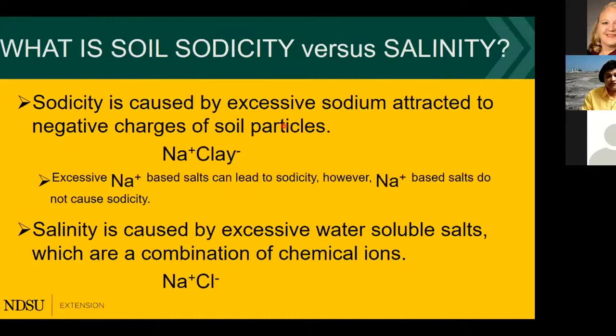So just to start off quickly, again, I would like to differentiate soil sodicity versus salinity because they are often mixed together. They're often confused with each other. Salinity is caused by excessive levels of water-soluble salts, and salts are a combination of two chemical ions. One would have a positive charge, the other one a negative charge. For example, table salt, sodium chloride, and they both are chemical ions. Sodicity is not caused by sodium which is present as a salt. Sodium, when it gets attracted to the negative charges of soil particles like clay or humus, that's when sodium causes sodicity. If it is present as a salt, it would cause salinity.